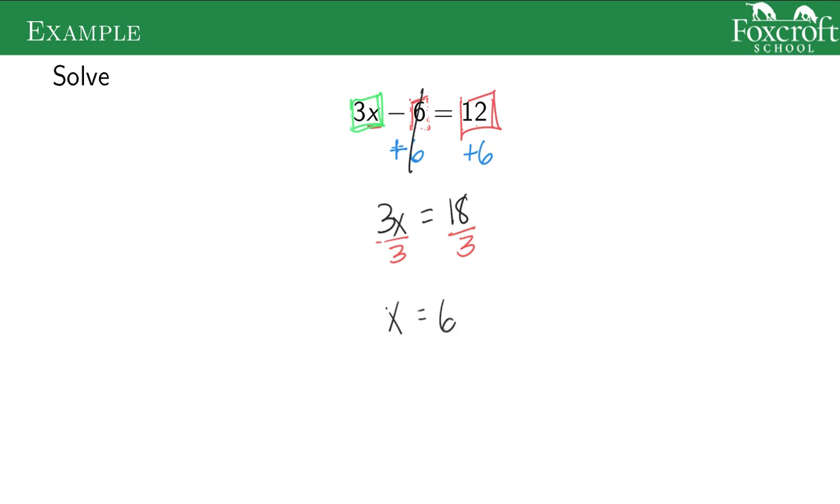One way you can always check your answer is by taking this value for x and plugging it back in, and this equal sign should make sense. So 3 times 6 is 18. 18 minus 6 is 12, and 12 is equal to 12. That's how you know you got it correct.